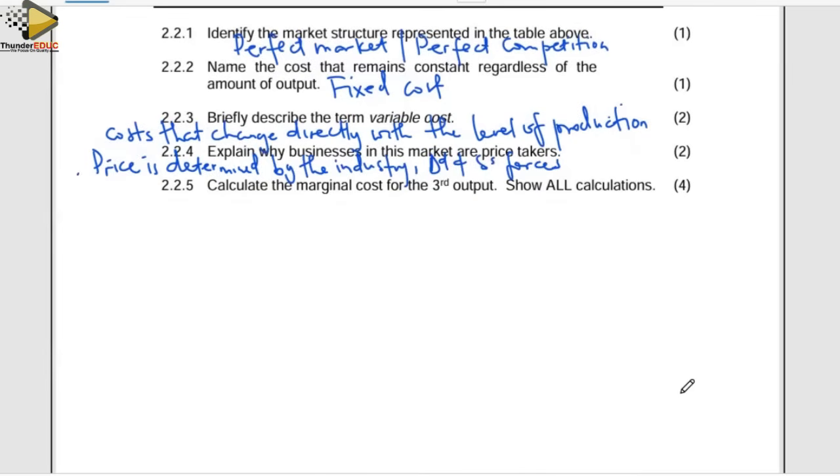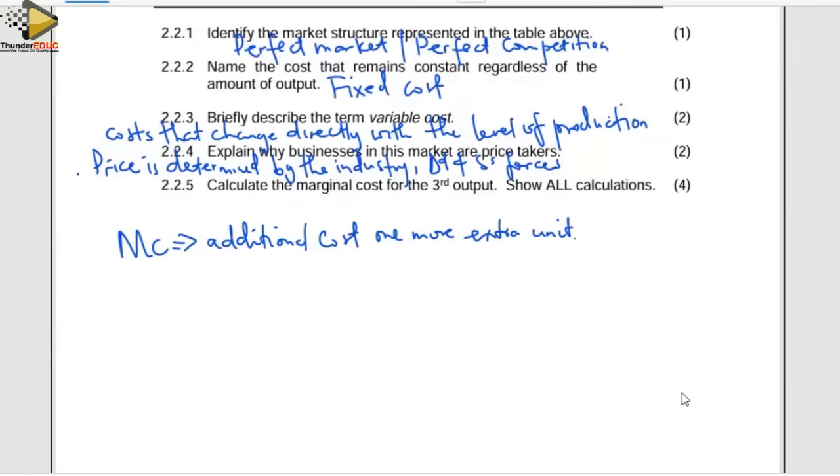Then our next question is saying, calculate the marginal cost for the third output. Show all calculations. When we're looking at marginal cost, for the sake of clarity, we are saying it's the additional cost of producing one more extra unit. So when you're calculating your marginal cost, we can use the formula: change in total cost divided by the change in total output.